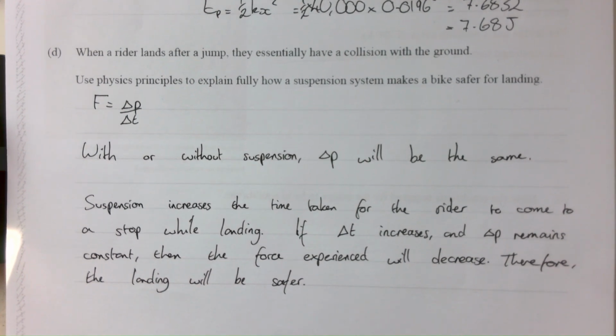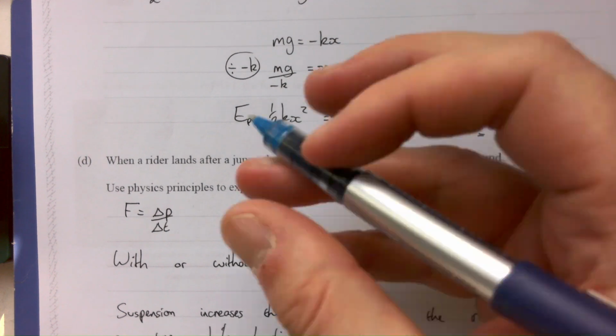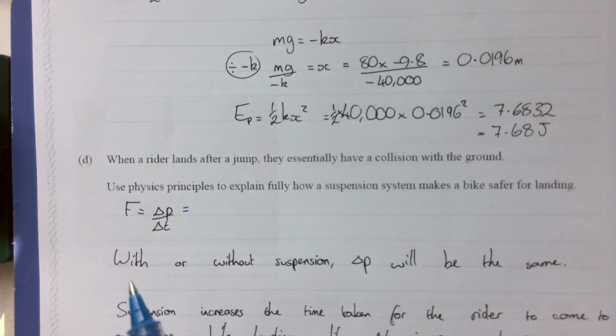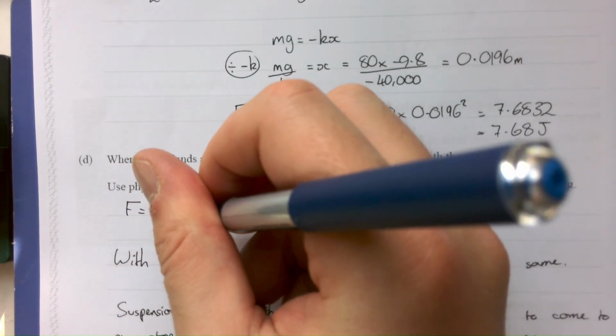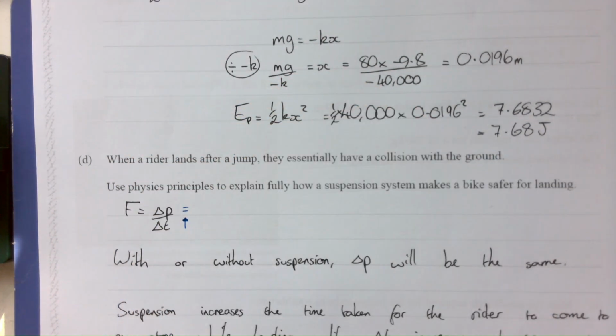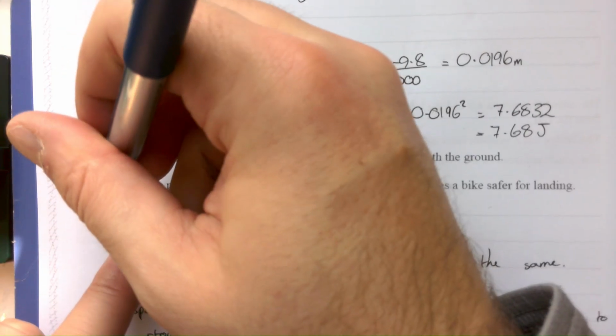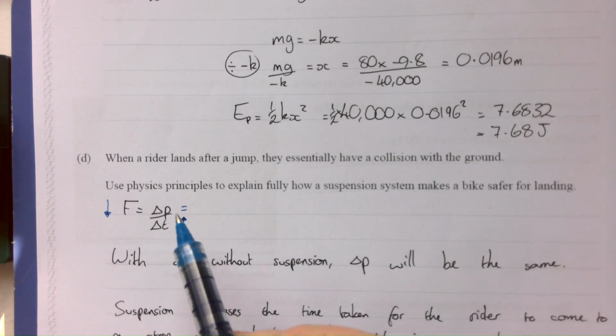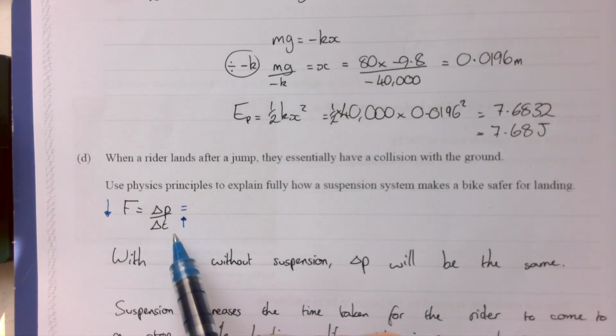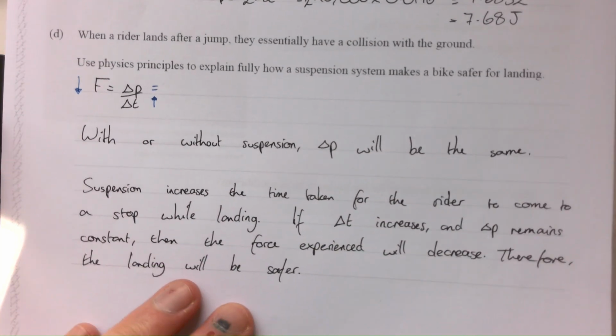Now just quickly, the way that works is if your delta p is staying the same, your numerator is staying the same, but your denominator is getting bigger, then like any fraction, if the denominator gets bigger, the value of that fraction gets smaller. Okay, so if you're keeping delta p the same and increasing delta t, then your F must get smaller. Easy as that.